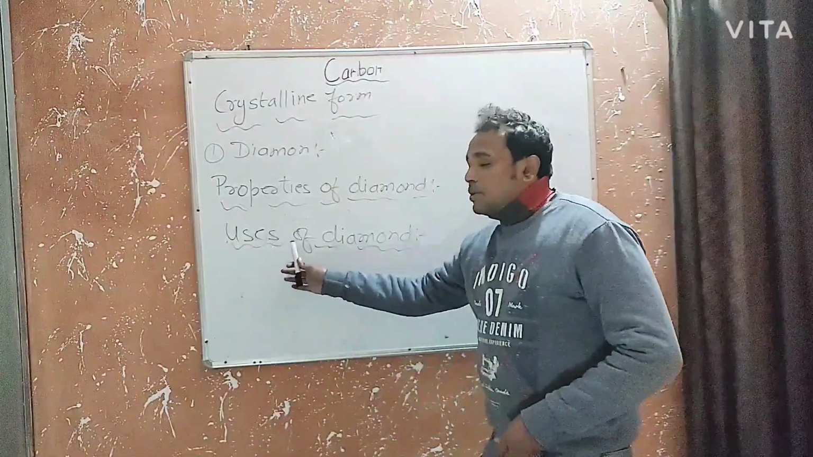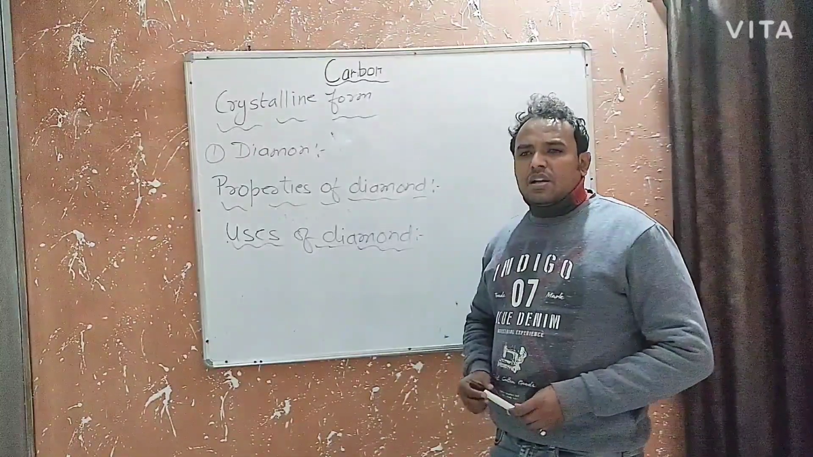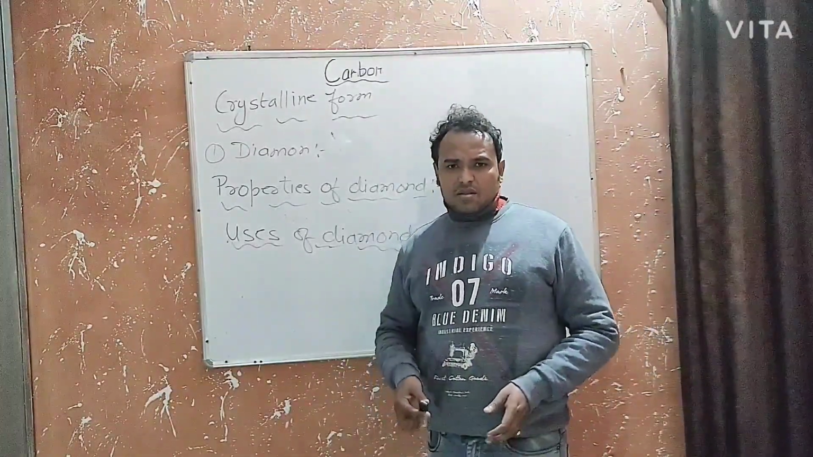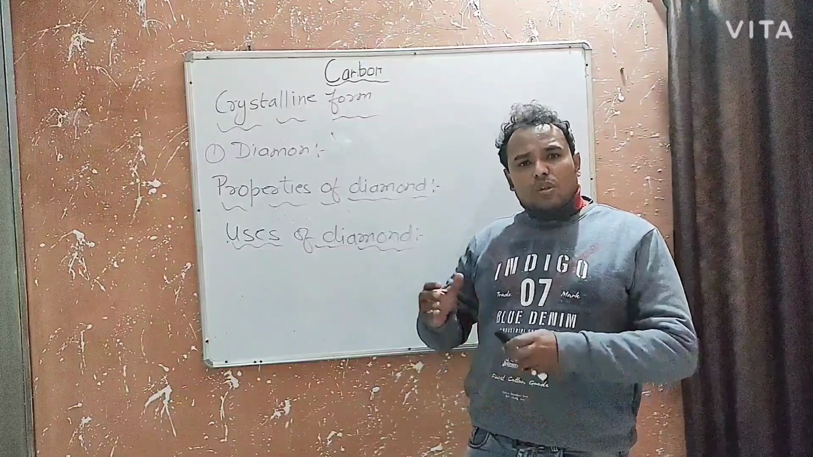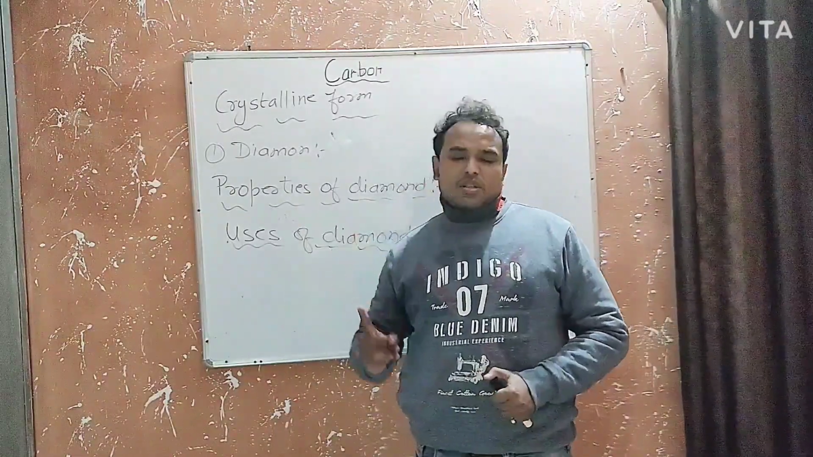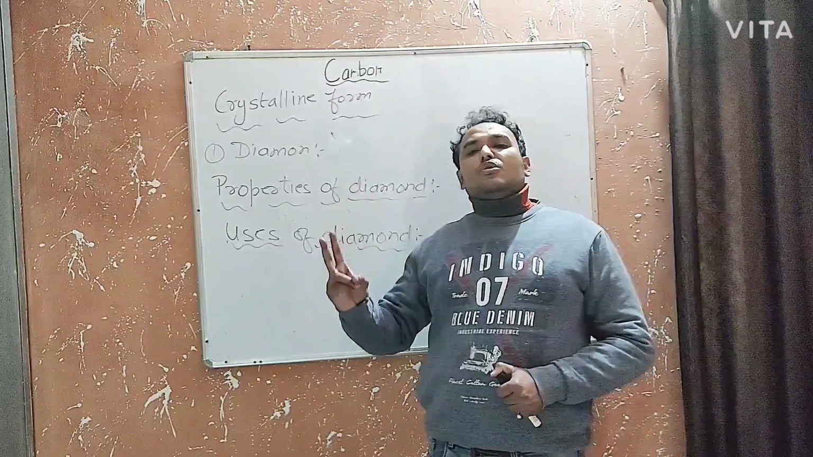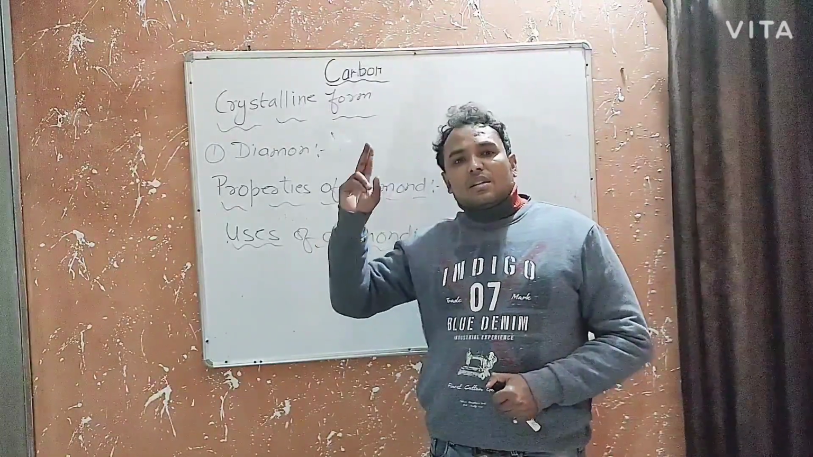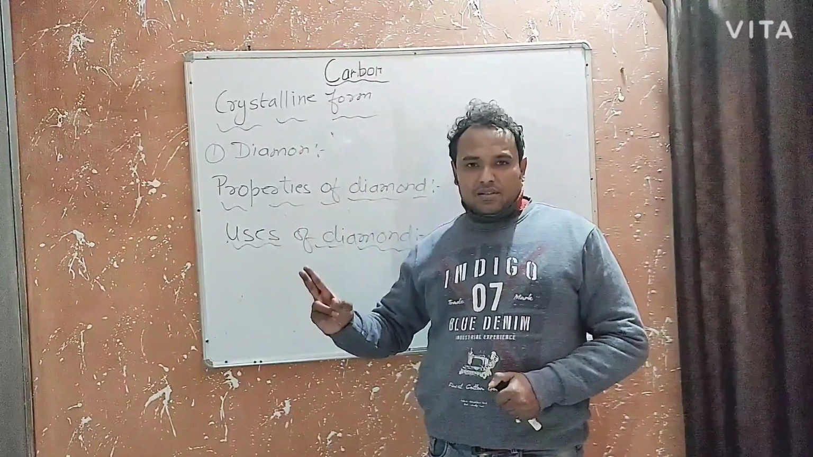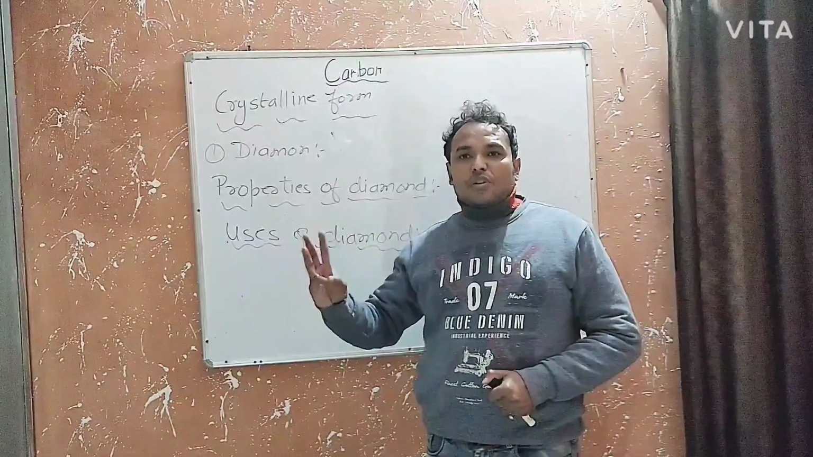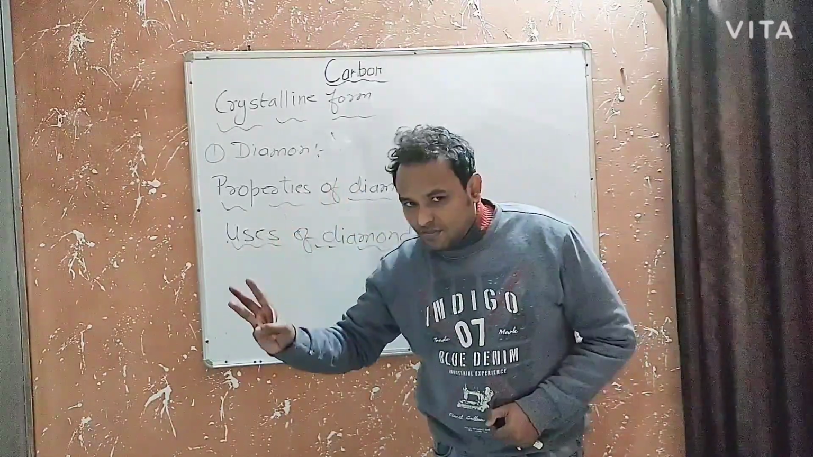Next topic is uses of diamond. Diamond is used in many places, but we are going through a few uses. Very first use, it is used in jewellery. Second use, it is used for cutting metals. It is used for grinding rocks.